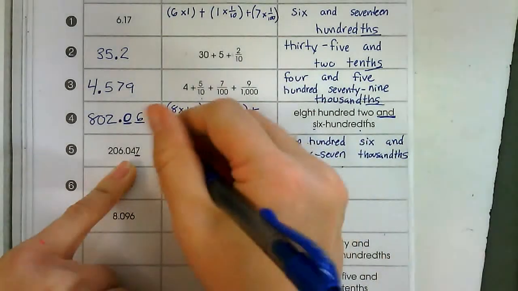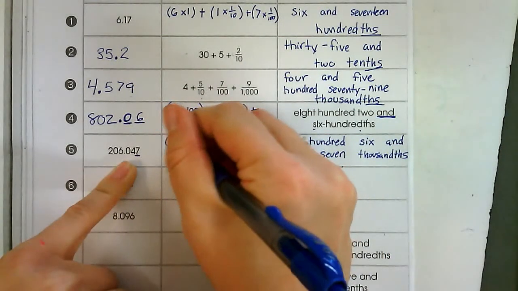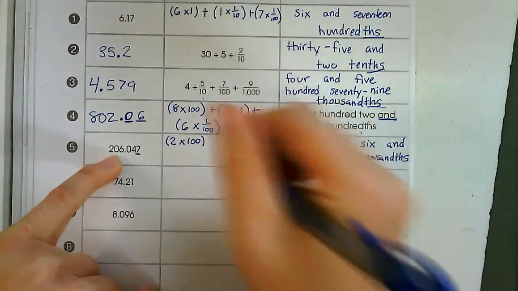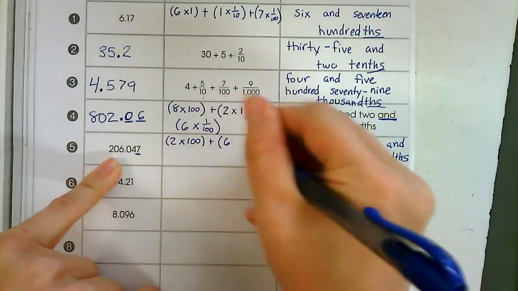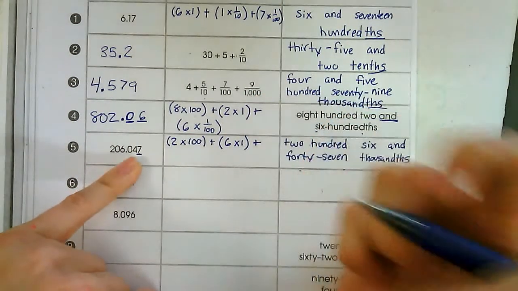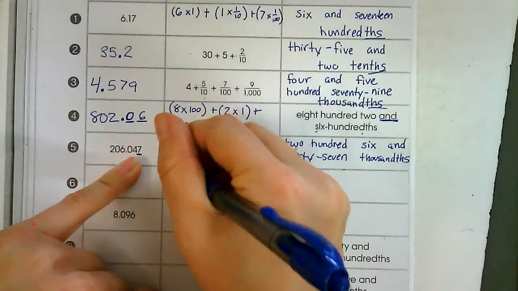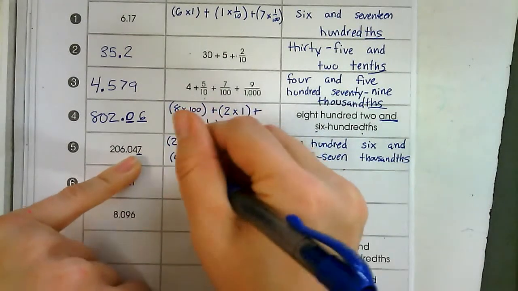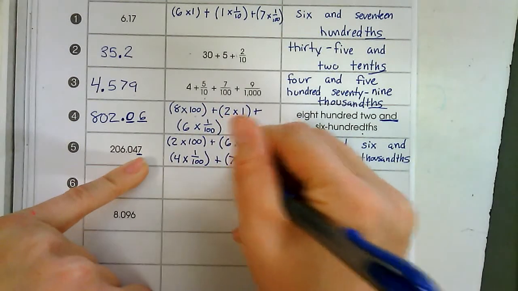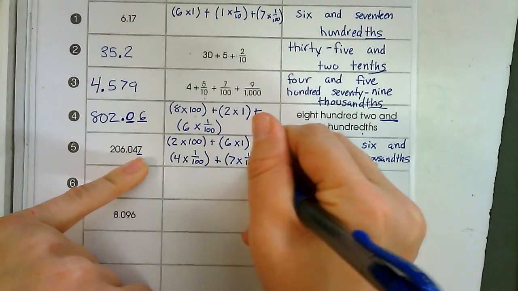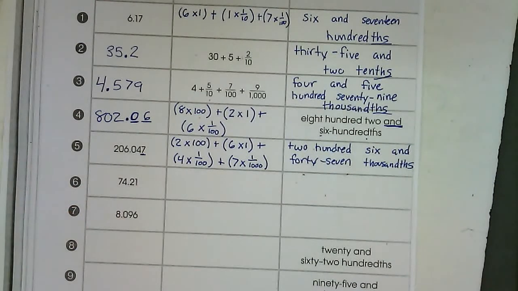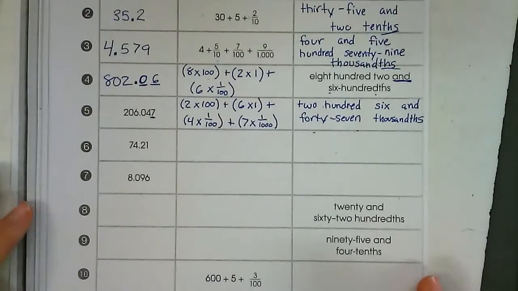Now for expanded form, digit times value, 2 times the value of 100, because it's in the hundredths place. I'm not going to do my 0, so my next one is a 6 times 1, because it's in the ones place. Now I'm moving into my decimal numbers. My next digit is 4 times its value. It's in the hundredths place, plus my 7 times its value, which is in the thousandths place. All right, the next one.